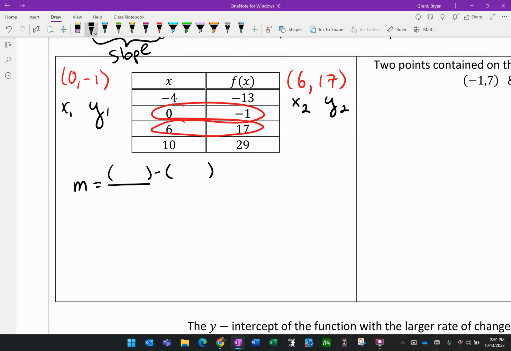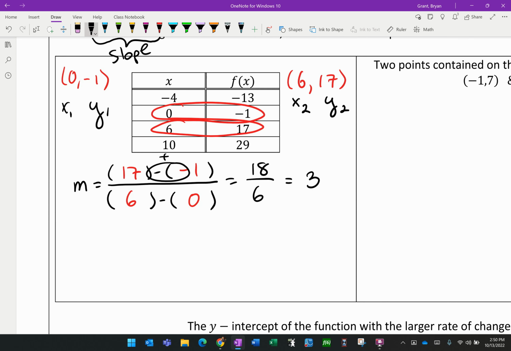Don't forget to put in those parentheses, otherwise you're going to miss a negative and then you'll be sad. And then I'll be sad. We don't want that. So we put the y's up top. I like to start with the second y. Then we'll put the first y, second x, first x. So we go through. 17, this is a plus 1, becomes 18 over 6. And 18 divided by 6, try it in your calculator, you'll get 3. 3 over 1 if you want, or just 3.